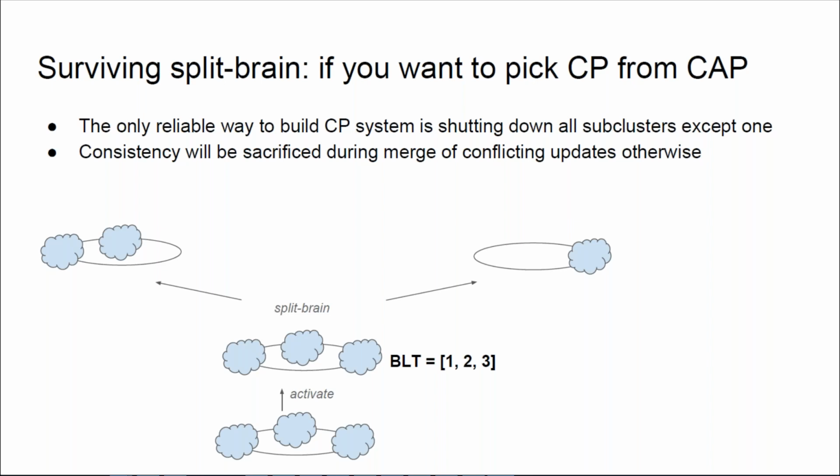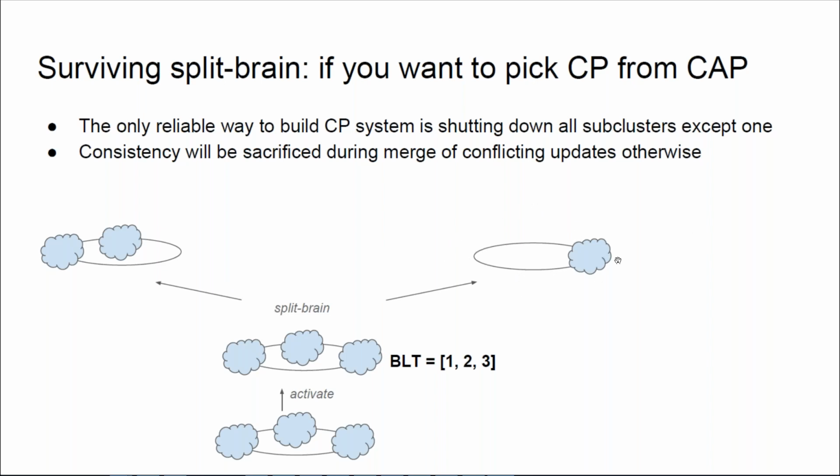Well, Apache Ignite is a system that is much more geared toward precise computations, transaction processing and so on. There's the CAP theorem, as you can remember, and there are CP and AP systems. Ignite is much more a CP system than AP. The only reliable way to build a CP system with Ignite is shutting down all subclusters except one if split brain occurred. Otherwise, consistency will be sacrificed during the merge of conflicting updates. So if split brain happens, you have to determine the leading cluster, and for all other clusters, you have to shut them down or block the updates.